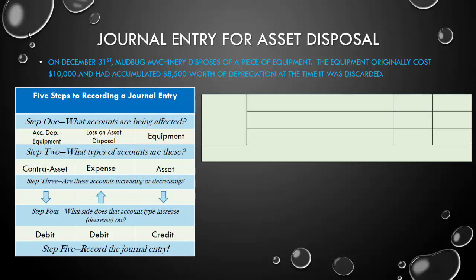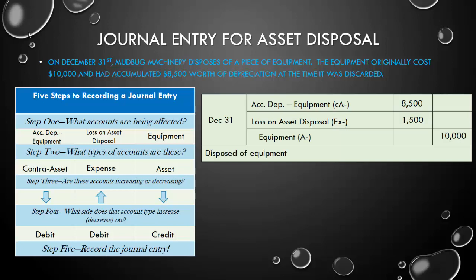Therefore, accumulated depreciation of equipment and loss on asset disposal are going to get debited, while equipment is going to get credited. So on December 31st, we start with our accumulated depreciation of equipment account, and as we saw on the last slide, there's accumulated $8,500 worth of depreciation. We need to record our loss on asset disposal. How much is that? Well, it's the difference between what our book said it was worth and what we got for it. Our book said it was worth $1,500. We got nothing, which means we took a $1,500 loss. And the equipment comes off the books for $10,000 when we dispose of this piece of equipment.